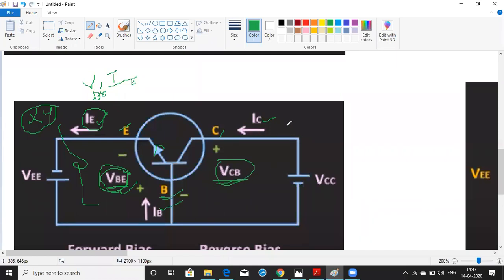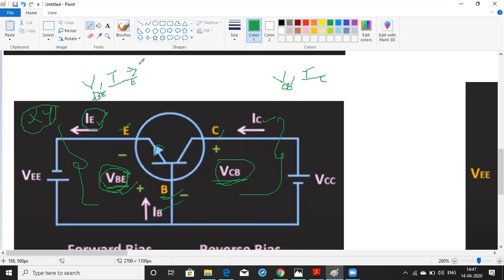Similarly, after drawing the input characteristics, we should also draw the output characteristics. So what are the output characteristics here? Again, it should be voltage and current. The output voltage is VCB, collector base voltage, and the output current is collector current IC. So we need to draw the collector base voltage on the x-axis, and on the y-axis the collector current, considering the emitter current as a constant.